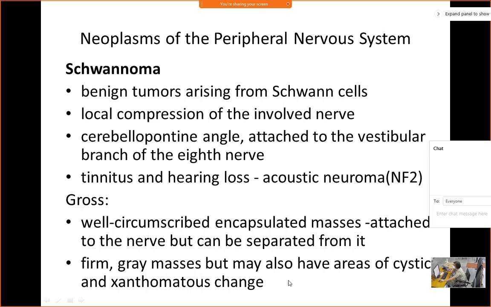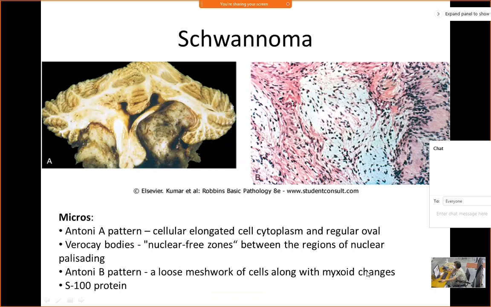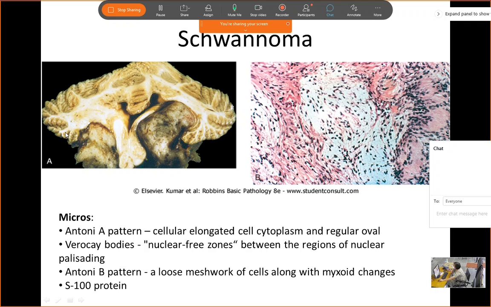So schwannomas are firm gray masses, but if they grow large, they can have cystic change and xanthomatous changes. So this is a picture, I hope you can identify this. This is the cerebellum, which has been cut open. Okay, this is the cerebellum. This is the cerebellopontine angle. It's the pons here. This is the cerebellopontine angle, which is occupied by a huge encapsulated mass.